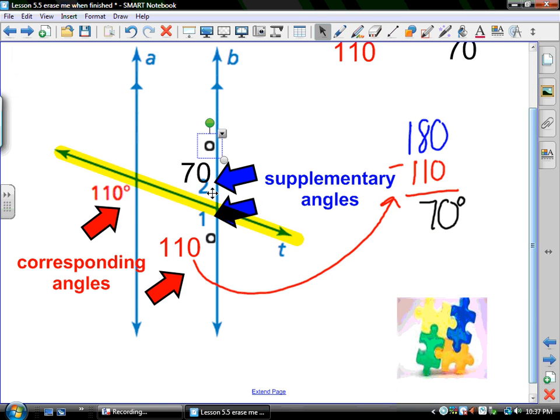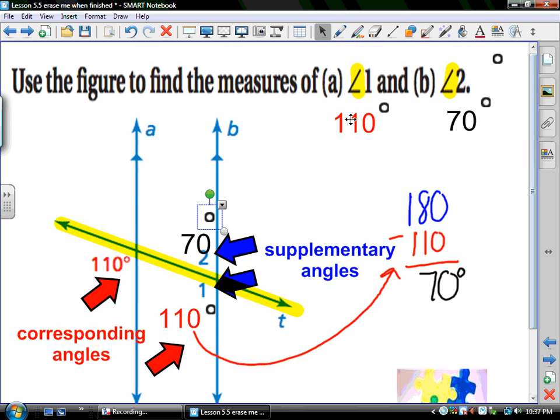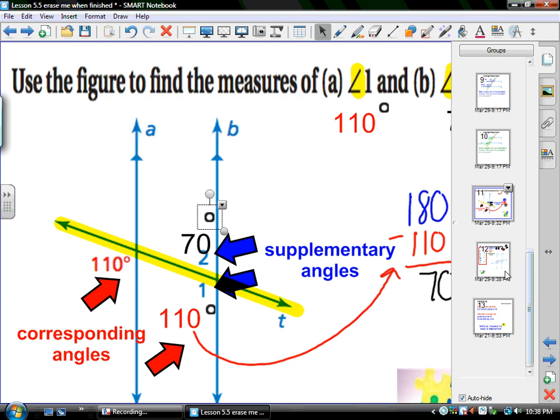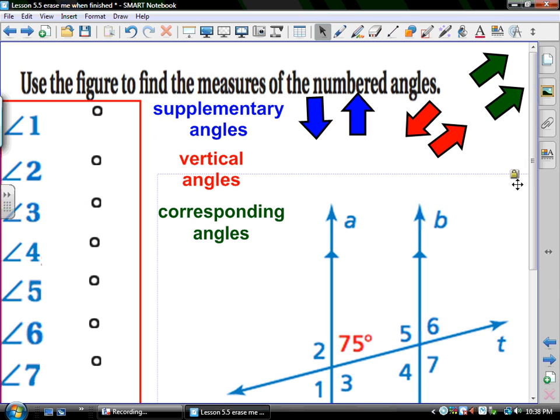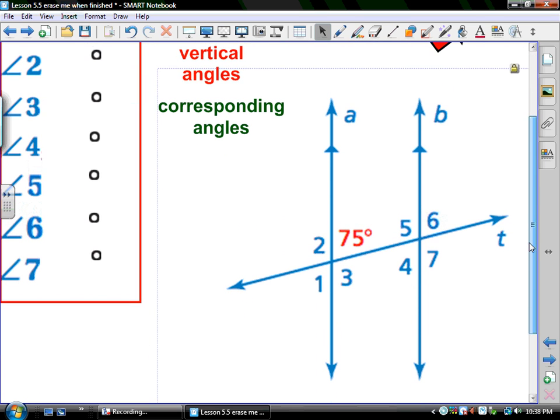Notice, guys, we said that angle 1 and 2 were supplementary. 110 plus 70 gets you back to the 180. All right, hang with me, guys. One more example.